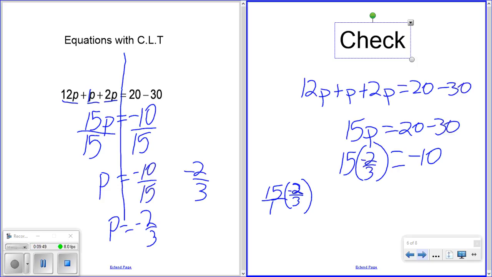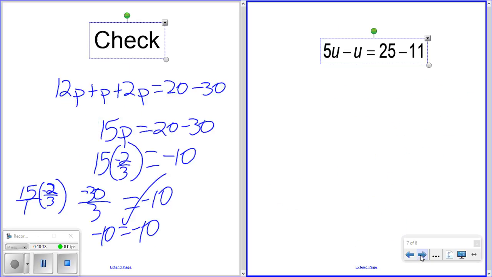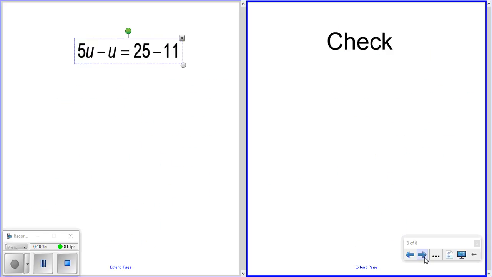Yes, my 2 is a little messed up. So what you'll do is 15 times negative 2 is negative 30. Then you'll multiply across the bottom. 1 times 3 is 3. Negative 30 divided by 3 equals negative 10. Aha, negative 10 equals negative 10. We're moving in the right direction. All right, so let's go to another one, our last one of the day, and then we'll be done with that.